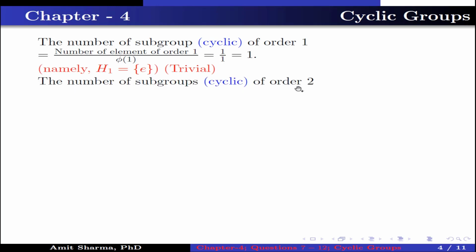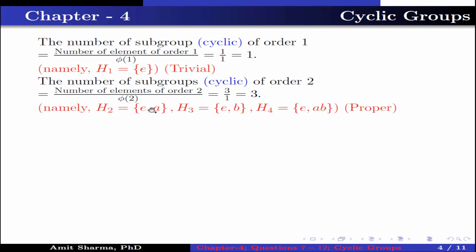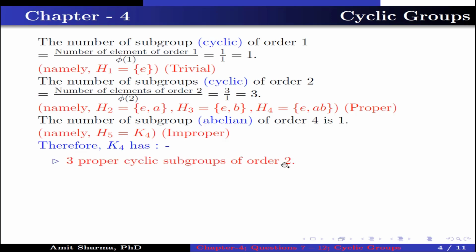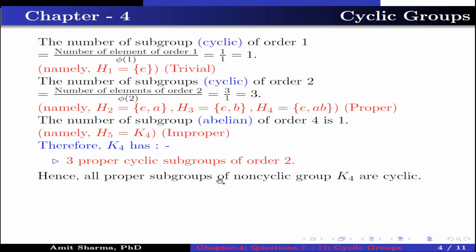The number of subgroups of order 2, which is cyclic, is equal to the number of elements of order 2 divided by phi of 2, which is equal to 3 by 1, which is equal to 3. And the subgroups are H2 containing the elements E and A, H3 containing the elements E and B, H4 containing the elements E and AB. These are known as proper subgroups. The number of subgroups of order 4, which is abelian, is 1 and the subgroup is H5, which is equal to K4. This is known as the improper subgroup. Therefore, K4 has 3 proper cyclic subgroups of order 2. Hence, all the proper subgroups of the non-cyclic group K4 are cyclic.